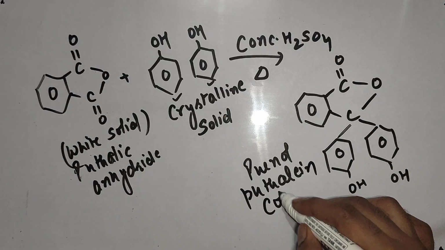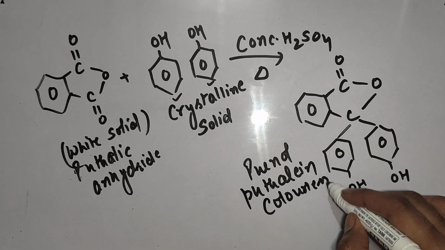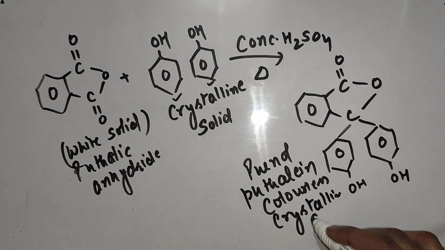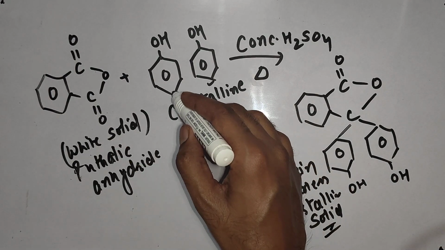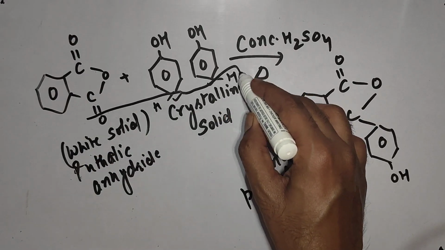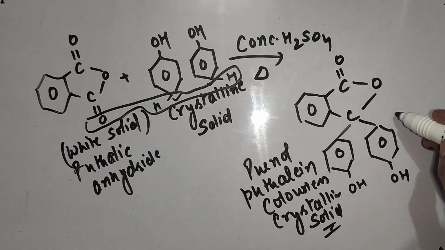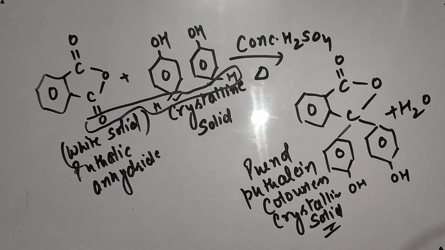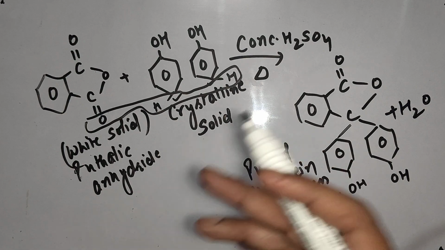In the form of colorless crystalline solid it will generate. And what about this oxygen? As you know, here we have hydrogens. This H2O will be released out. Side product will be H2O. This is the reaction. Now up to 12th level, how can we learn this reaction?